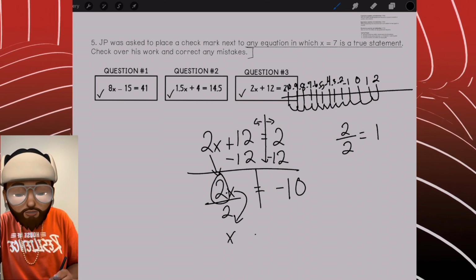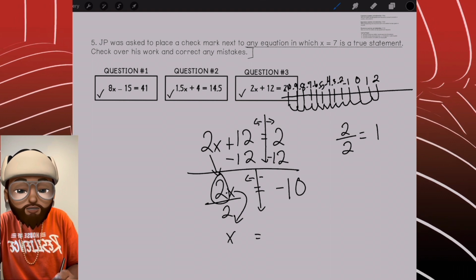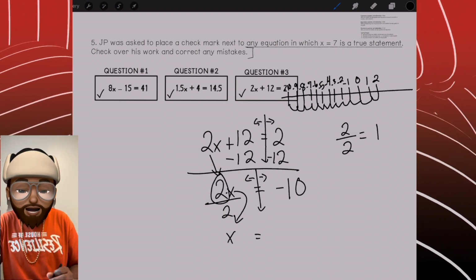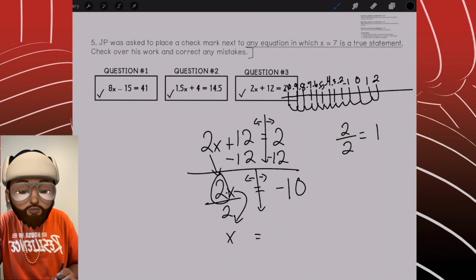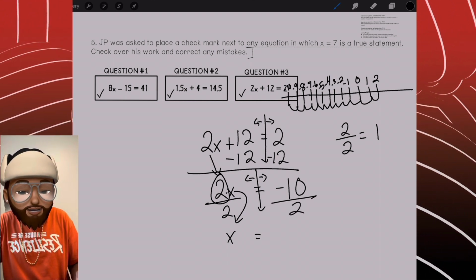We bring down the equal sign, and remember, whatever we do to this side of the equal sign, we need to do to this side. If we divided this side by 2, then we also need to divide this side by 2 as well. Negative 10 divided by 2.